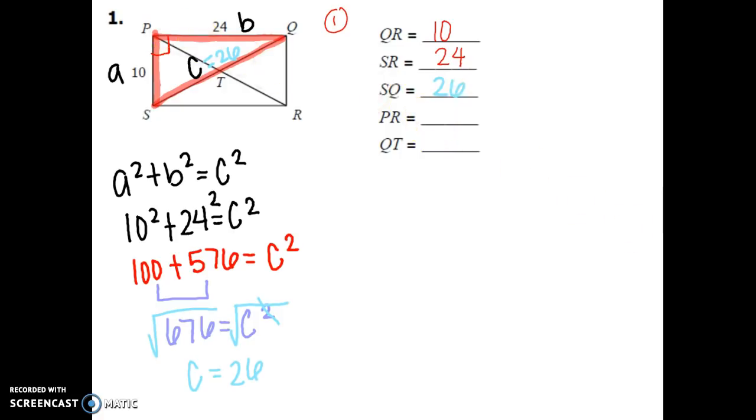Then we are looking for PR. PR is this other diagonal right here. Oops, I completely missed that. You guys know what I mean. So because that is my diagonal, that is property number 2 that we learned, I know that they are congruent. So PR will be the exact same thing as SQ, that is 26 as well. And then QT, we are just asking for half of that diagonal. So in order to find QT, all I need to do is say 26 divided by 2, and we get 13.